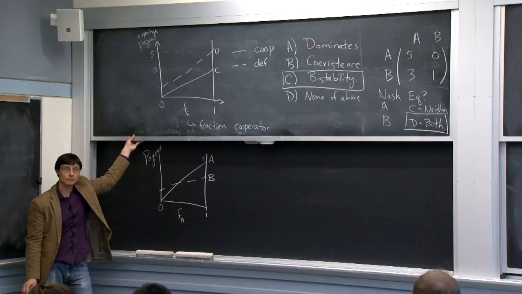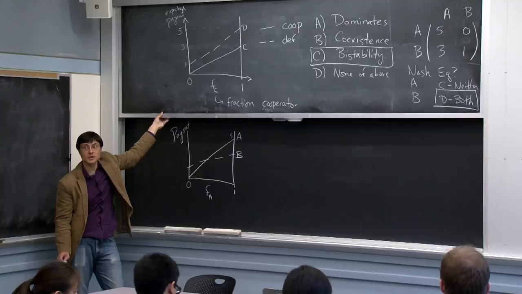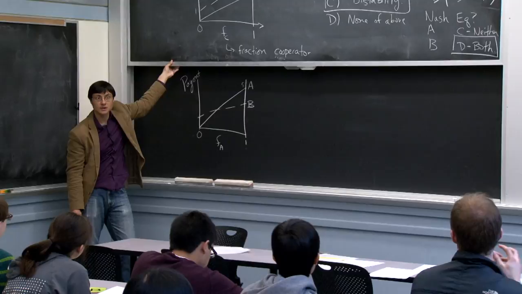Okay. Because these two lines cross, does that mean that you have bistability? Ready, yes or no? 3, 2, 1. No. And why not? That's right, because you can also do the other thing, and then that leads to coexistence.